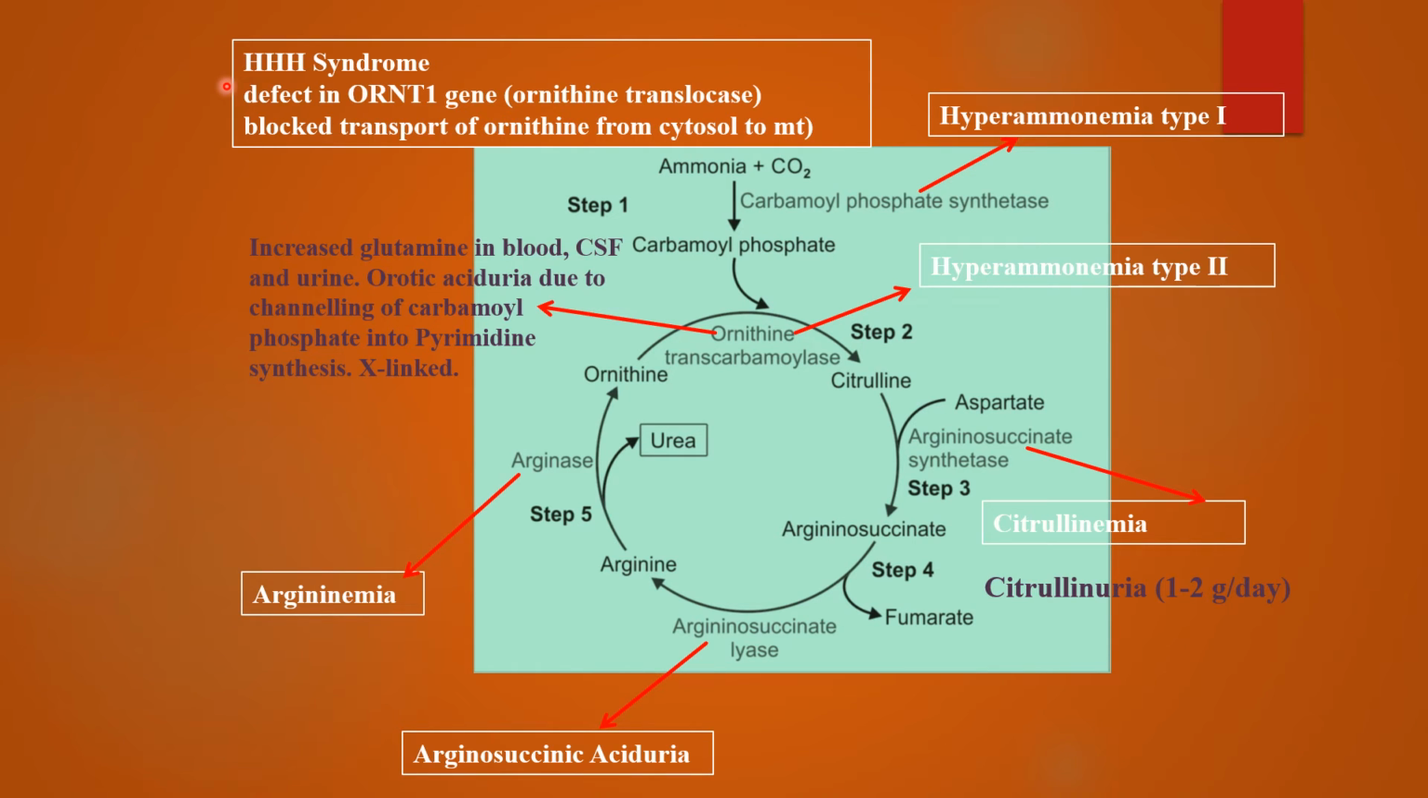So I will look at disorders associated with the urea cycle. There are five disorders and one syndrome: hyperammonemia type 1, type 2, citrullinemia, argininosuccinate aciduria, argininemia, and then triple H syndrome due to the defect in the ornithine translocase enzyme gene. So let's discuss one by one.